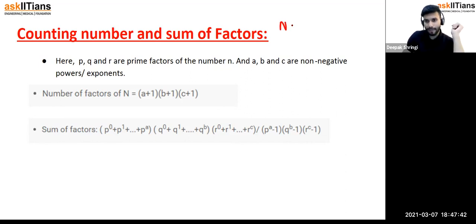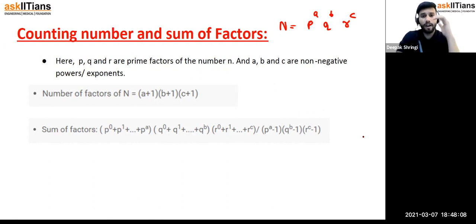Let's say you have a number n, and it is written as P power A, Q power B, and R power C. So you are doing the prime factorization of the number, and after doing the prime factorization, what you are getting is n equals P power A, Q power B, R power C. Now I'm asking you to find the number of factors.